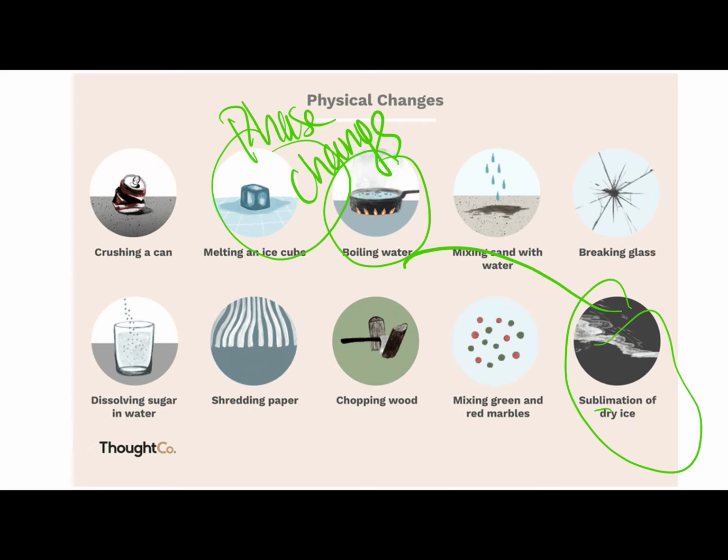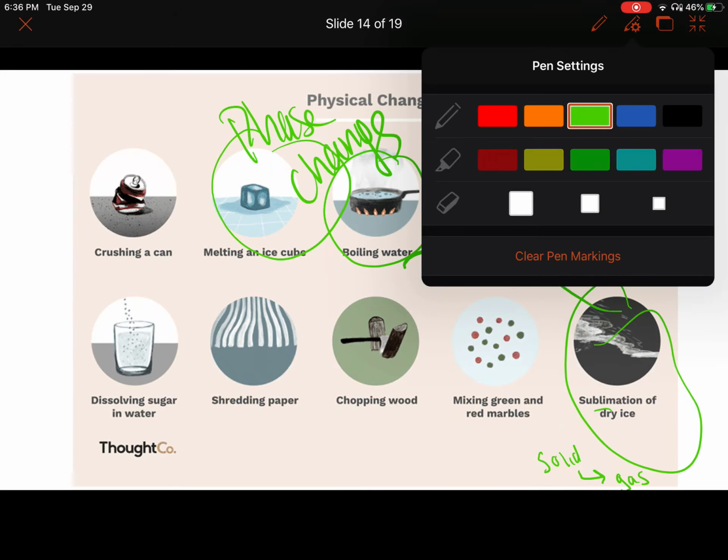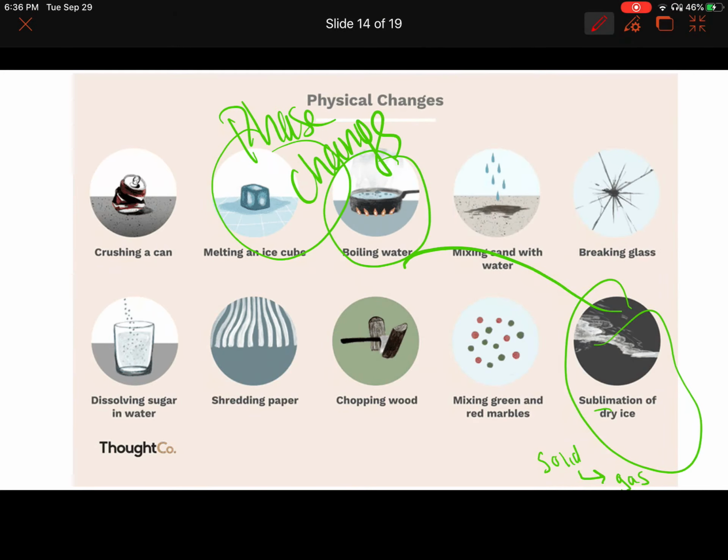Sublimation. So sublimation is a solid directly to a gas. And if you've ever seen dry ice, that is a super example of sublimation. One of the things to point out, this is a good one, dissolving something in water. So if you dissolve sugar or salt in water, it's a physical change because you can get that salt or that sugar back. What you would have to do is evaporate the water, turn it into water vapor, and whatever you dissolved in that water stays on the bottom of the cup.